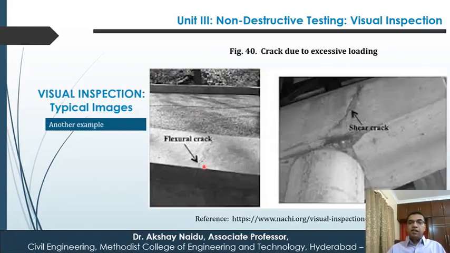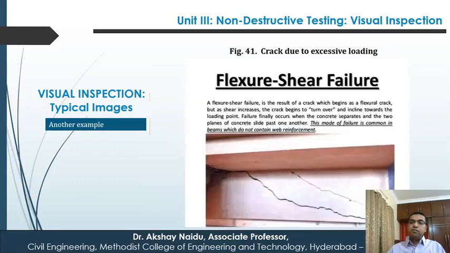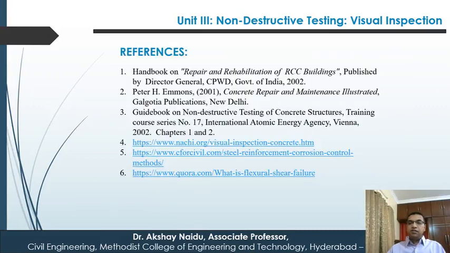Then these are some examples of flexural cracks, some examples of shear cracks at the column. This is an example of a shear crack again. So these are some of the pictures that a visual inspector has to take.